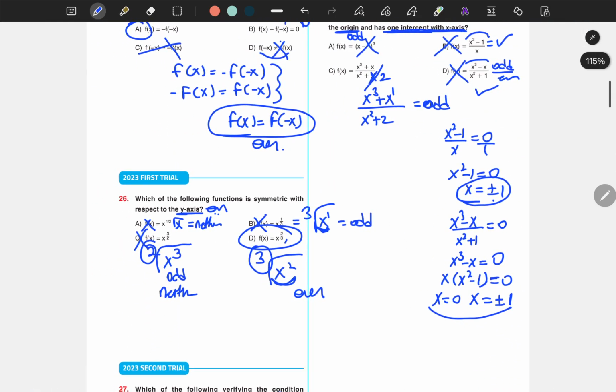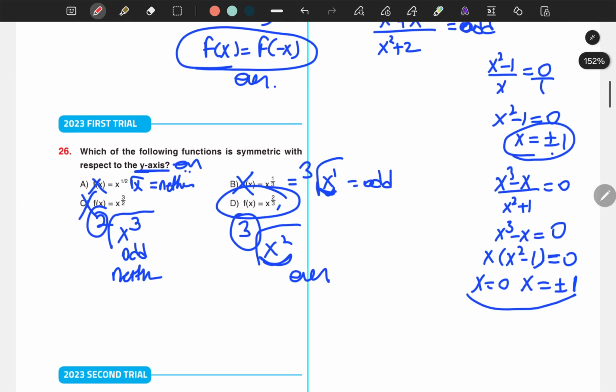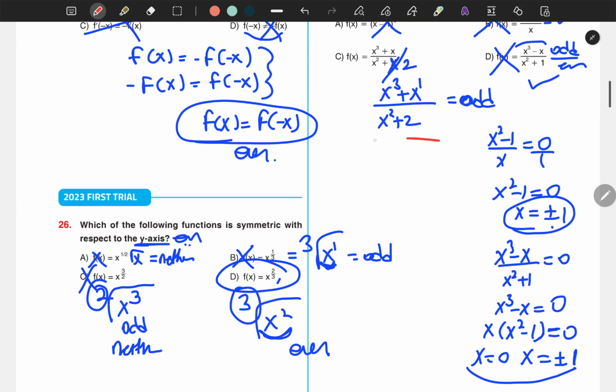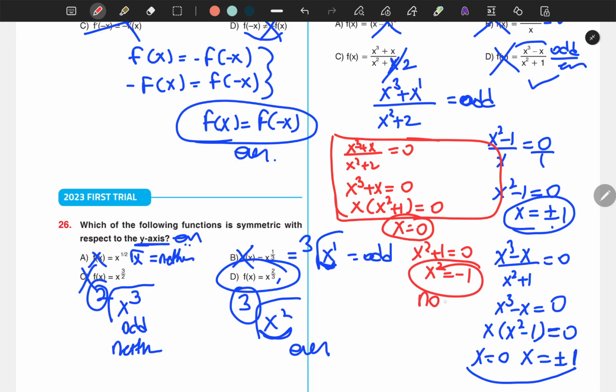Why is C correct? We have only 1. Let me make it small here. Okay, now look at C. X power of 3 plus x over x squared plus 2 equals 0. Do cross product. X cubed plus x is equal to 0. Can I take x in parentheses? In x parentheses, it will be x times x squared plus 1. Here, x equals 0 or x squared plus 1 equals 0. X squared, is it possible to be negative 1? No. It means that there is no solution. Only how many do we have? 1, which is x equals 0. This is the answer.